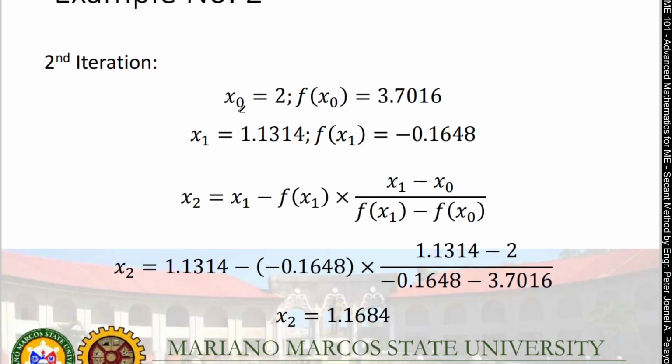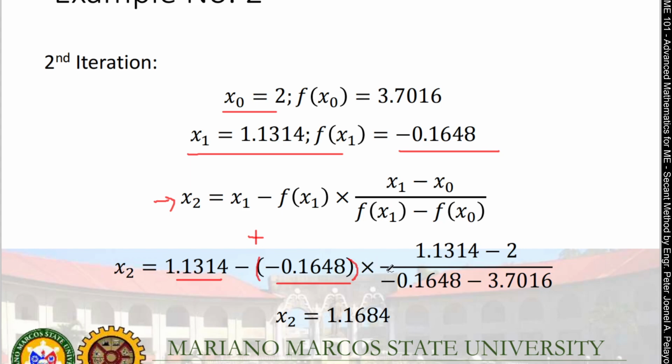Second iteration, X0 is equal to 2, X1 is equal to 1.1314. So, substitute sa equation ng X2. So, X2 will be 1.1314 minus the negative 0.1648. Bakit ko nilalagyan ng parenthesis? Kasi negative minus, magiging positive siya. So, beware dito. May mga students na nagkakamali, dinediretso niya at hindi na nilalagay yung negative sign. So, beware pa rin doon.